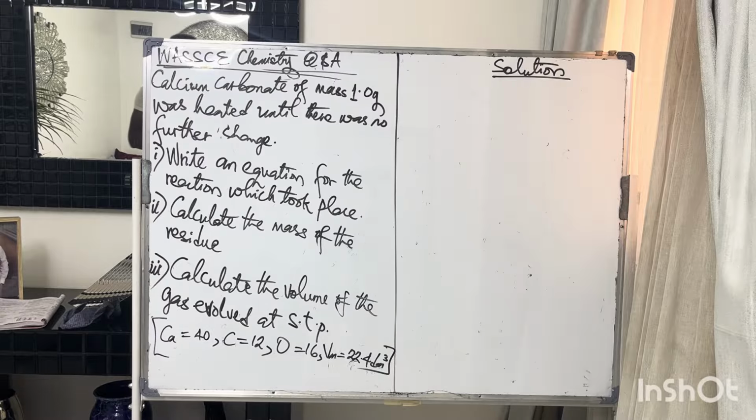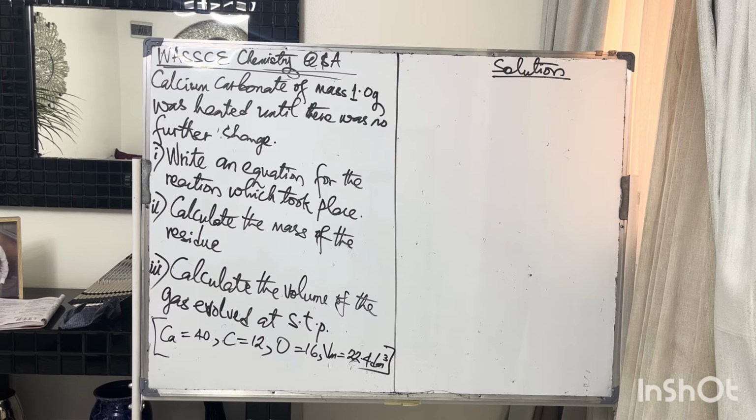Hello viewers, we have a question here, a WAEC question, and it goes as follows. Calcium carbonate of mass 1.0 gram was heated until there was no further change.